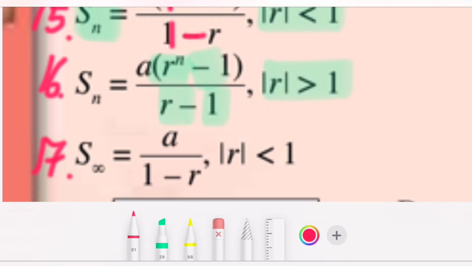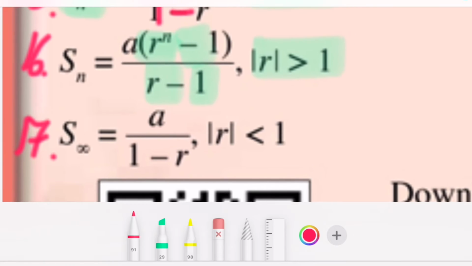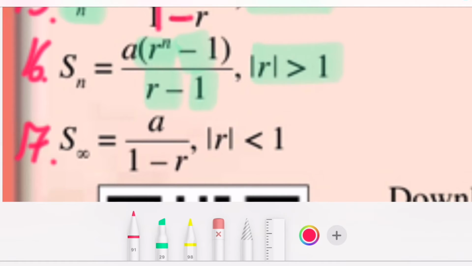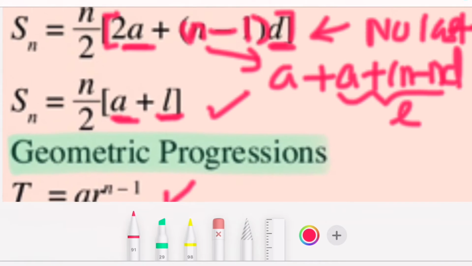Number 17 is the sum to infinity, and this one will happen for r less than 1 only. So the formula is first term over 1 minus r, and the condition is r must be less than 1. So we have 17 formulae so far.